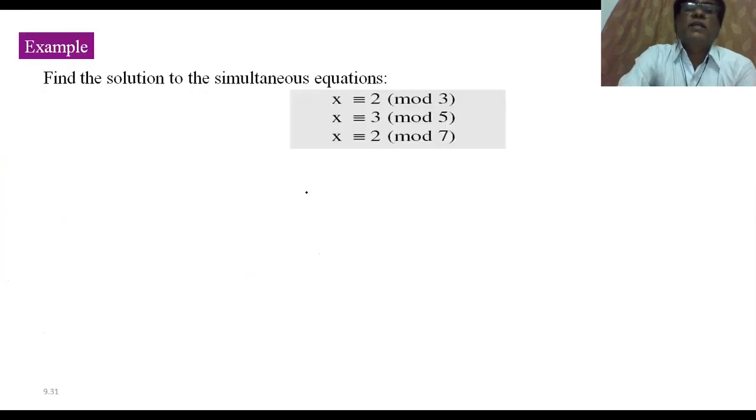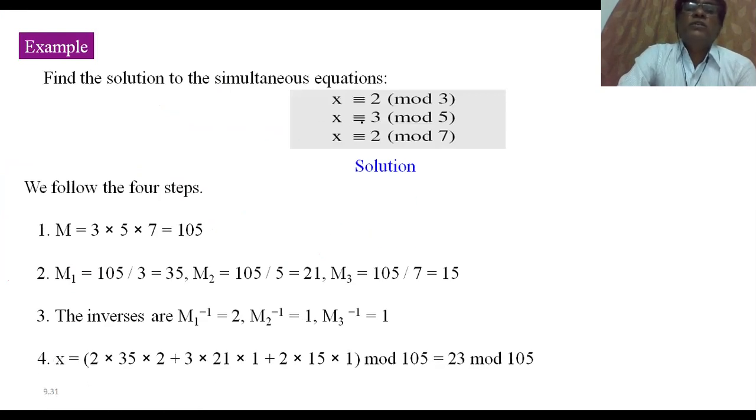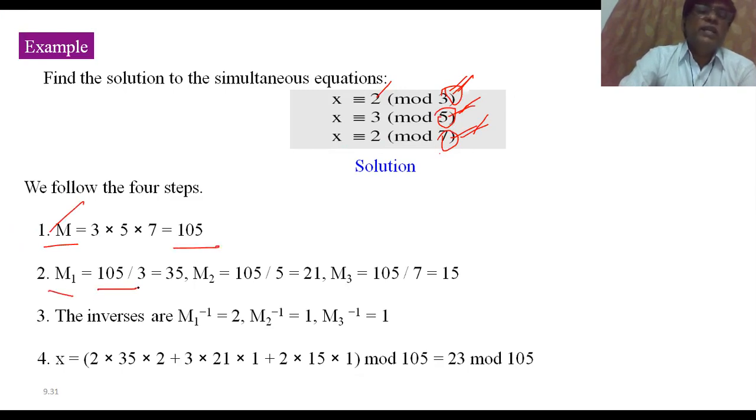Now consider this example. x is equal to 2 modulo 3, x is equal to 3 mod 5, x equal to 2 mod 7. So what are m1, m2, m3? 3, 5, 7. Now capital M is equal to 3 into 5 into 7, this is the capital M. Its value is 105. M1 is 105 by 3, equal to 35. M2 is equal to 105 by 5. These are the capital M1, M2, M3.